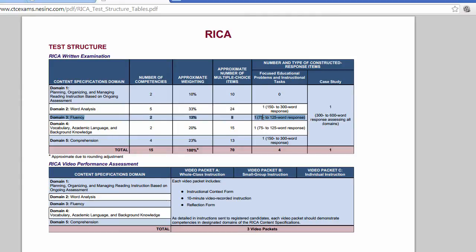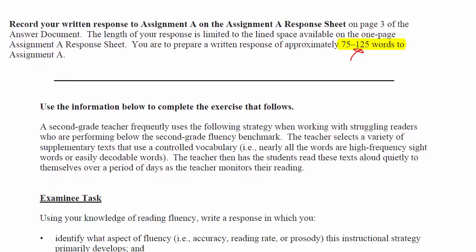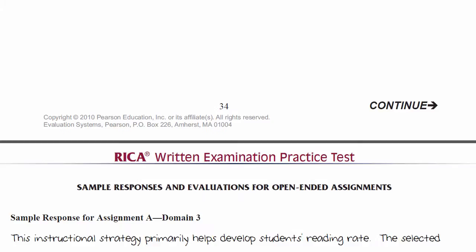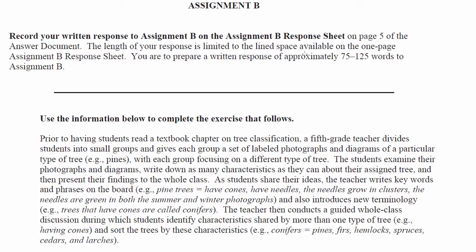The other short answer is this one, domain 4, on vocabulary. So what you're going to see in this video is just a very brief review on fluency and vocabulary, because these essays don't count for very much, number one, and number two, I already did videos for them. So as I said, I'll move them into the playlist. Just so you can see, this is assignment B, and as I told you, it's on vocabulary, and it's only 75 to 125 words.